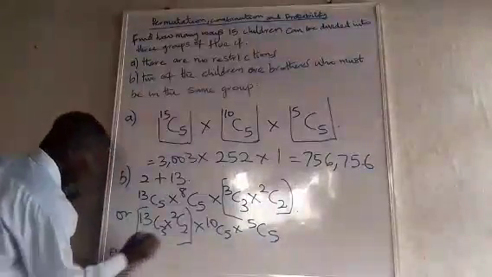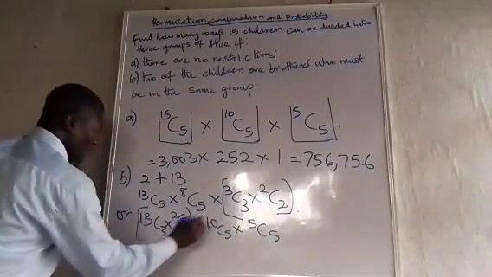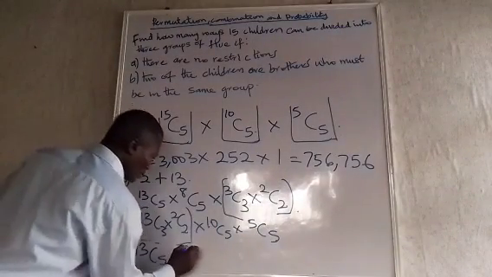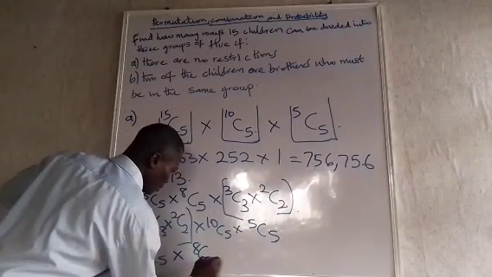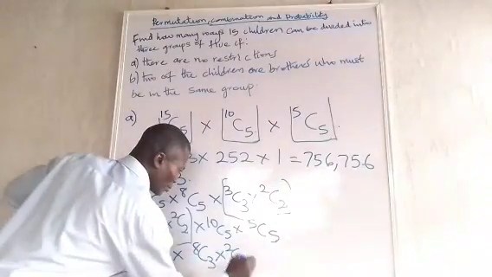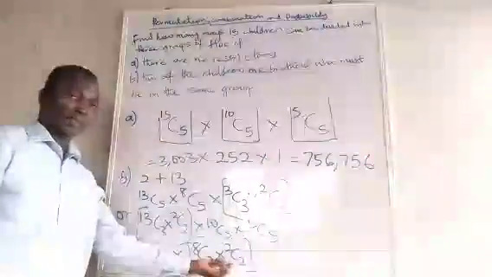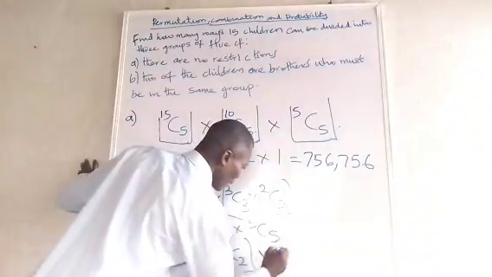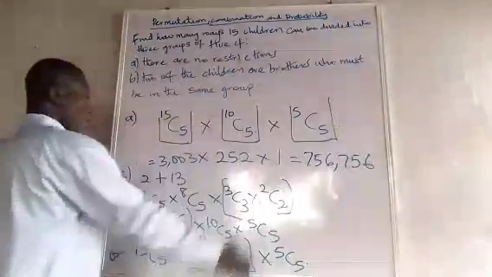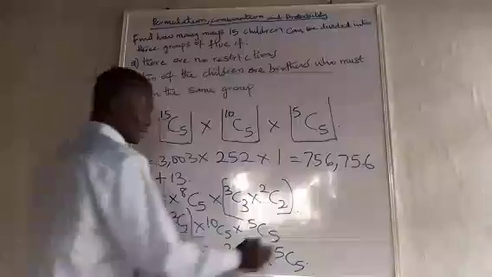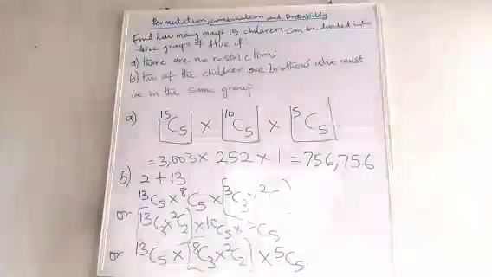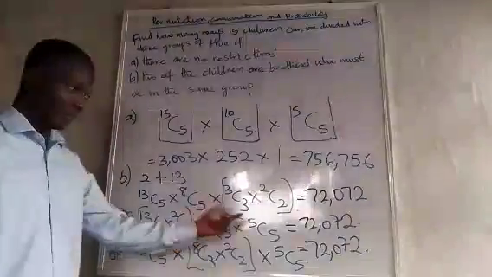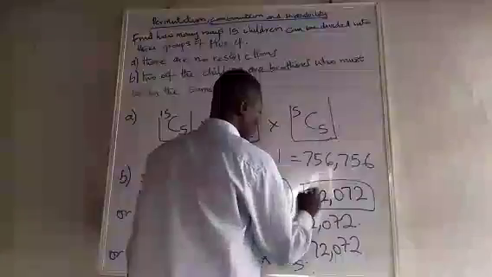Or we can have it like this: 13C5 times 8C3 times 2C2. What we are saying is this: the 2C2 must combine with the group that is having 3, times 5C5. So by the time you do all of this, you realize that they give you the same answer. Let's see what it gives us. You can see, either way we select it, it's going to give us 72072.